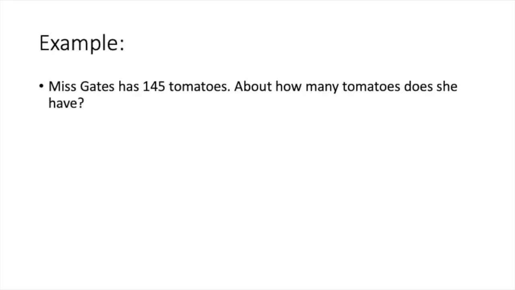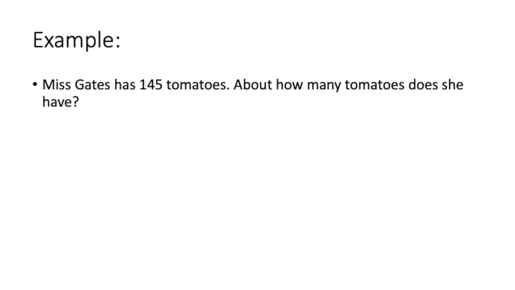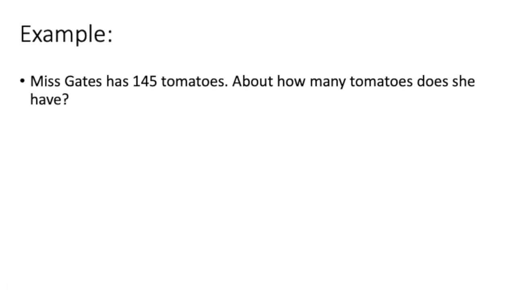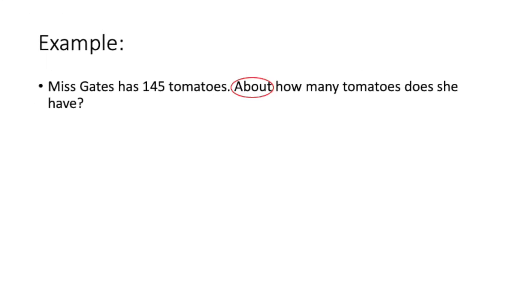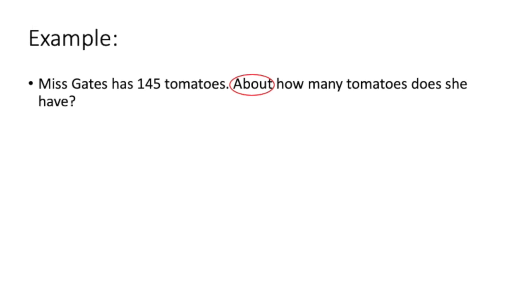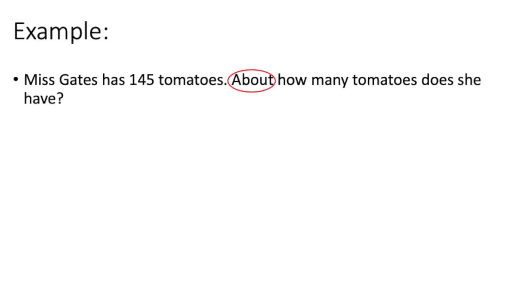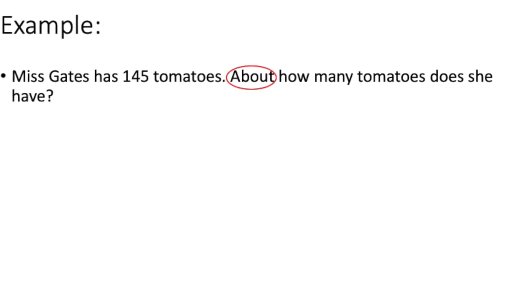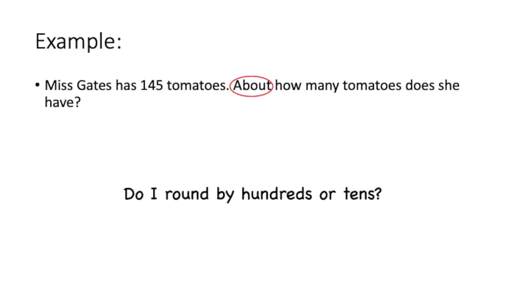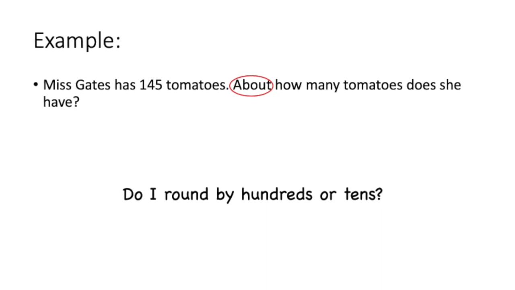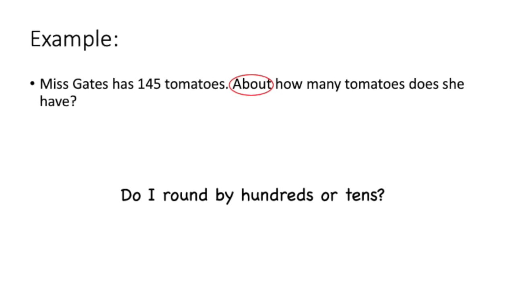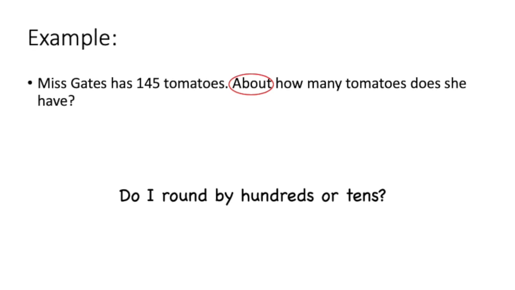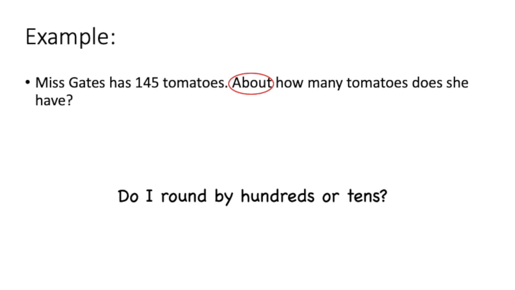For example, this word problem says, Miss Gates has 145 tomatoes. About how many tomatoes does she have? If you'll notice, it says the word about, and we know that's one of our keywords that tells us we have to round. A question that a lot of students ask, and even some parents, and even I asked a lot when I was in college, was how do I know whether or not I have to round by hundreds or tens? Well, the hard and easy answer at the same time is, you don't know. I don't know if I'm supposed to round by hundreds or tens. The word problem didn't tell me.